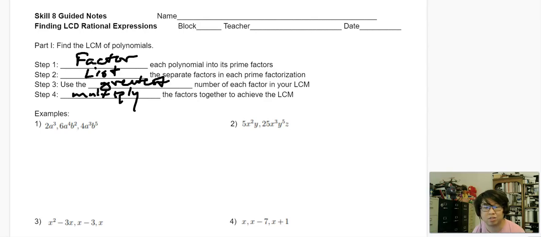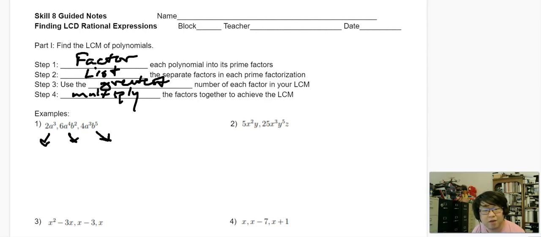So let's do a couple of examples, because those steps don't mean a whole lot without the examples. Here's my example number one. I have three different polynomials. They're polynomials because they're using variables with varying degrees.